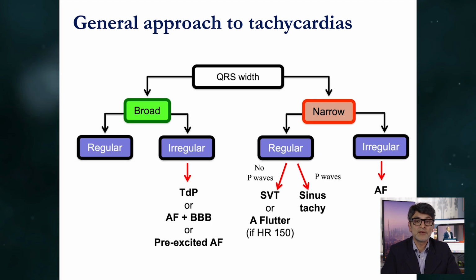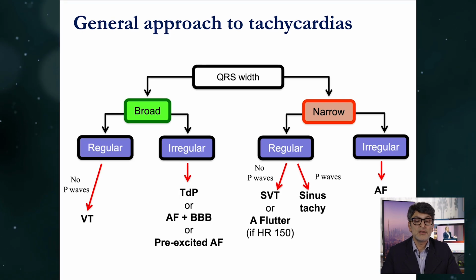Now, broad complex tachycardias are a different story. They're more concerning because typically they suggest that the tachyarrhythmia, the arrhythmia, comes from the ventricles. And again, it's the same thing. Is it regular or irregular? Now, if it's an irregular broad complex tachycardia, this may just be atrial fibrillation with a form of bundle branch block, left or right bundle branch block. It may be due to something called torsade de pointes, or it may be due to something called pre-excited atrial fibrillation, which is a consequence of someone who has a syndrome like Wolff-Parkinson-White, where you have an accessory pathway.